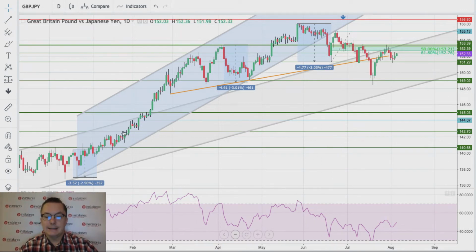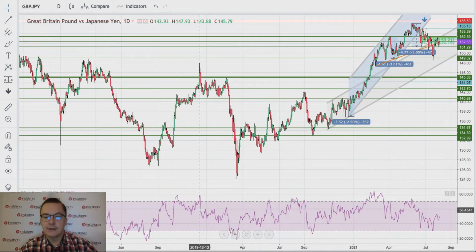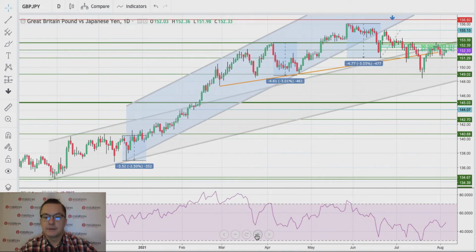We are in the uptrend. You can see it here right now. This is a clear uptrend. This is the COVID decline. Higher high, higher high, higher high, higher high, and so on and so on. We've been through it just a minute ago.